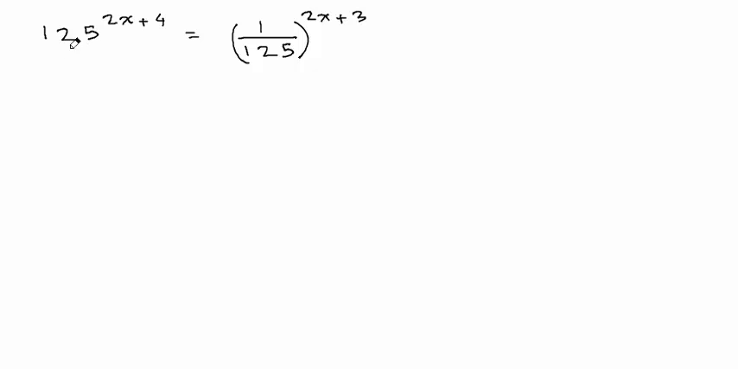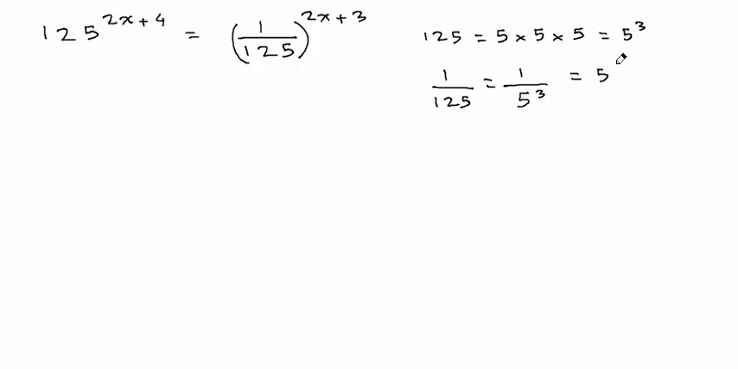Now, if you look at this number 125, it can be broken down into a 5 times 5 times 5. 5 times 5 is 25. 25 times 5 is 125. So we can pretty much say 125 is 5 raised to the third power. In the same way, if you look at 1 over 125, because 125 is 5 raised to the third, we can say this is 1 over 5 raised to the third, which is 5 raised to the negative third. So we are going to go ahead and replace 125 with 5 raised to the third and 1 over 125 with 5 raised to the negative third.